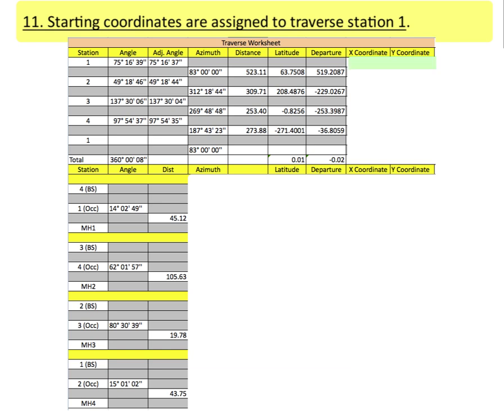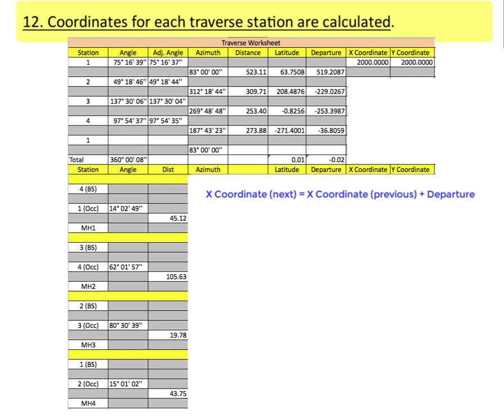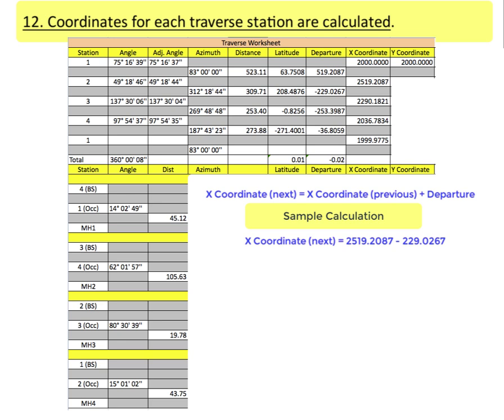Starting coordinates are assigned to traverse station 1. In this example, the x-coordinate is set to 2,000 feet and the y-coordinate is set to 2,000 feet. The starting coordinate should be large enough to avoid negative numbers. The departure between the stations is added to the x-coordinate to calculate the new x-coordinate. The next departure is added to the previously calculated x-coordinate to get the next x-coordinate. This procedure is repeated until the first x-coordinate is calculated at the end.